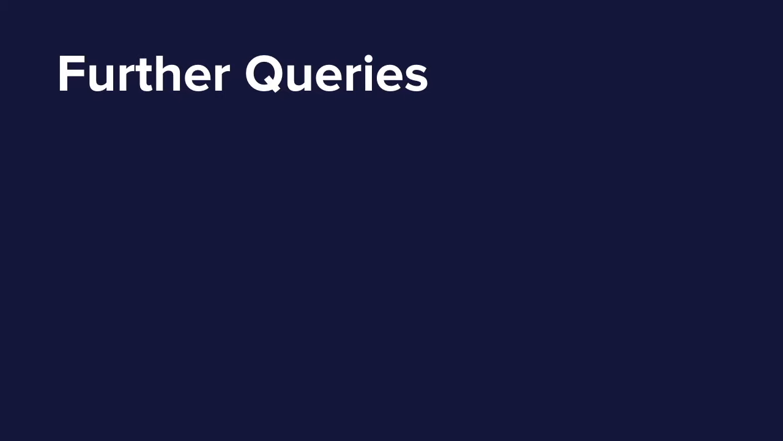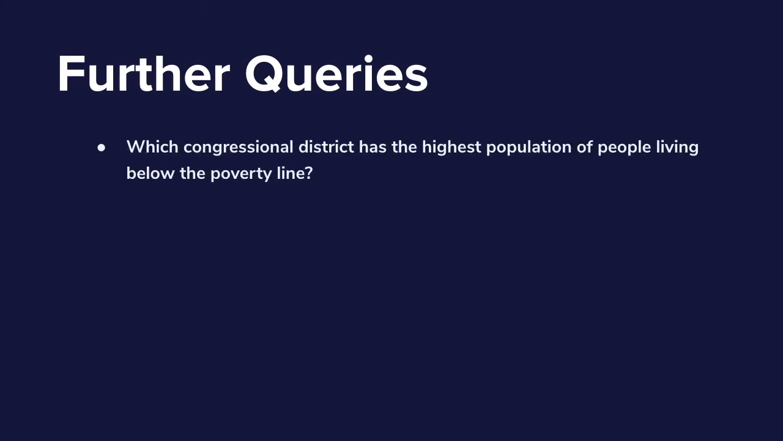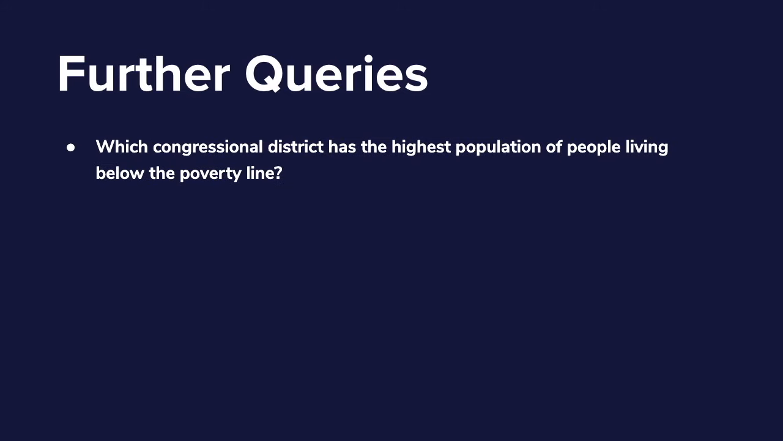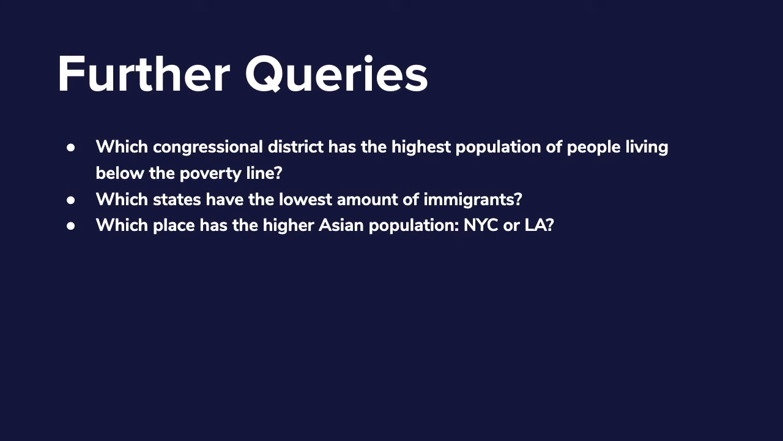All right, great job. Now that we've successfully accomplished queries in our own development environment, why not try a few more on your own? Which congressional district has the highest population of people living below the poverty line? Another query might be which states have the lowest amount of immigrants. A third query you might come up with is which place has a higher Asian population, New York City or LA?